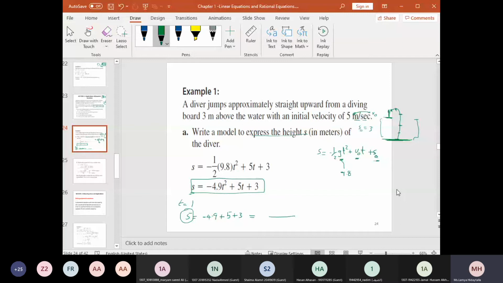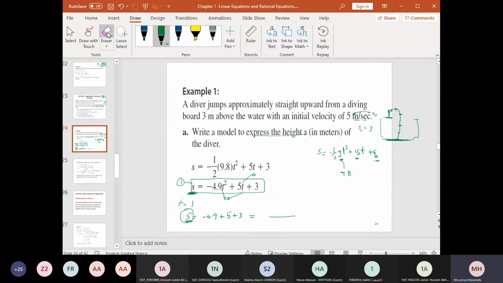Now the question was, he needs the time, not the s, because here I have two unknowns. One of them is the height and the other is the time. If I gave you the time, you can give me the height. Now the opposite: he gave me the height and he wants the time. Correct? I can find the time.